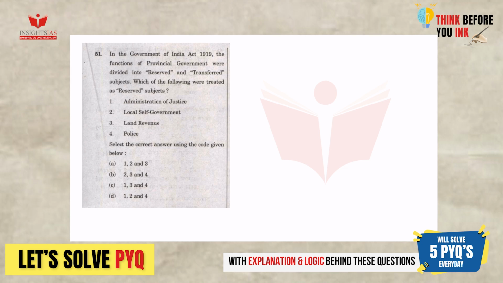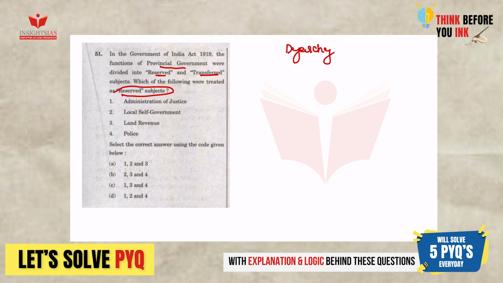In the first question of today, what we have is that in the Government of India Act 1919, the functions of the provincial government were divided into reserved and transferred subjects. Which of the following were treated as reserved subjects? So they're asking you to identify which are reserved subjects. So what do you mean by reserved subjects? Those subjects which in 1919 brought diarchy in provinces.